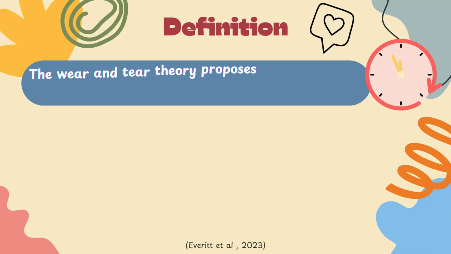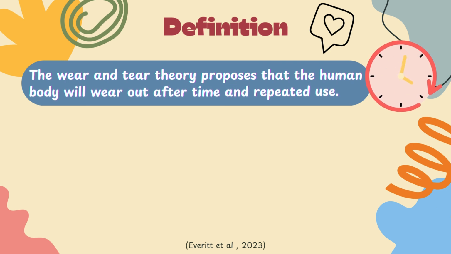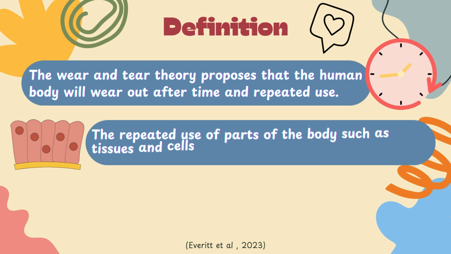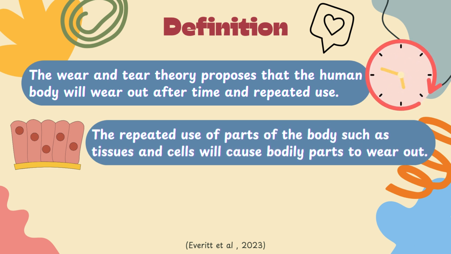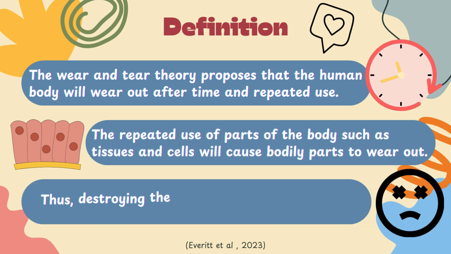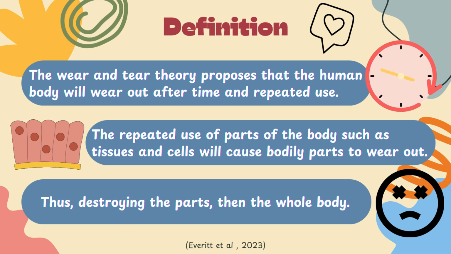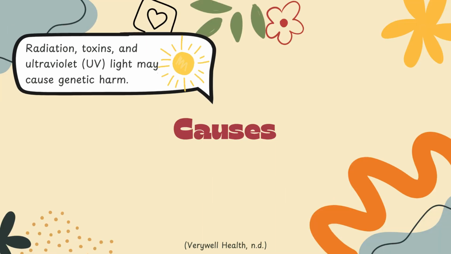The wear and tear theory proposes that the human body will wear out after time and repeated use. The repeated use of parts of the body, such as tissues and cells, will cause bodily parts to wear out, thus destroying the parts, then the whole body. The causes of wear and tear are that radiation, toxins, and ultraviolet UV light may cause genetic harm.